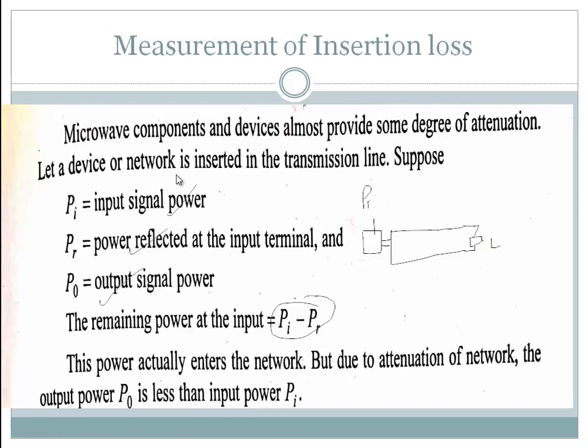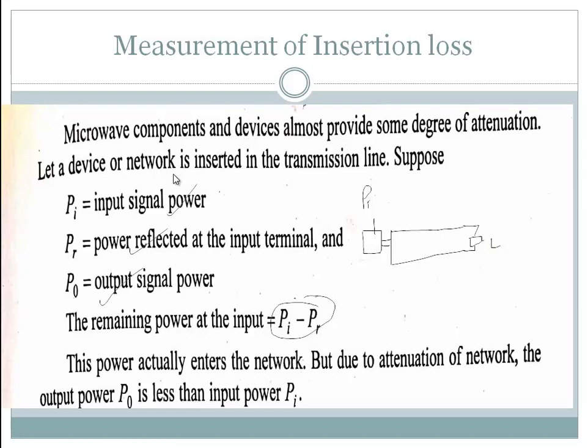Before this, we know that microwave components and devices almost always provide some degree of attenuation, right? These losses are sometimes known as insertion losses, attenuation losses, reflection losses, etc. With the help of this, we are able to measure the insertion loss and attenuation loss of a particular device or a particular transmission system. This power enters the network, but due to attenuation of the network, the output power is less than the input power, right?